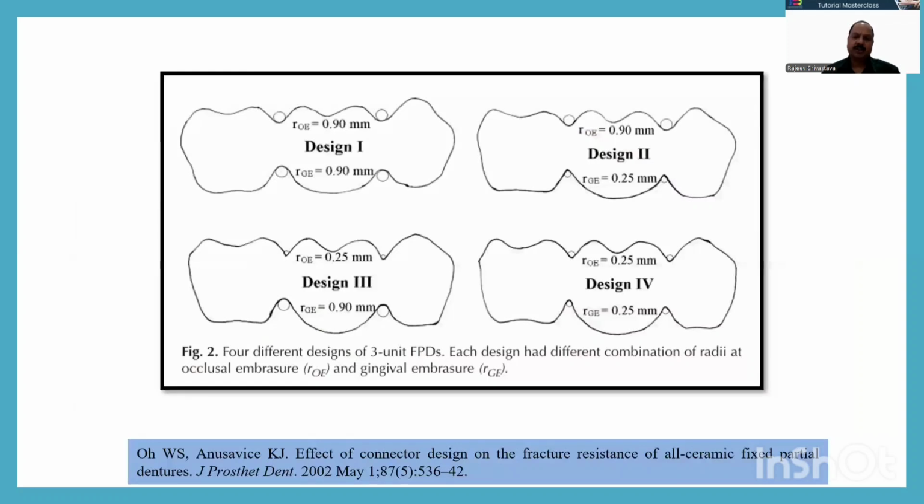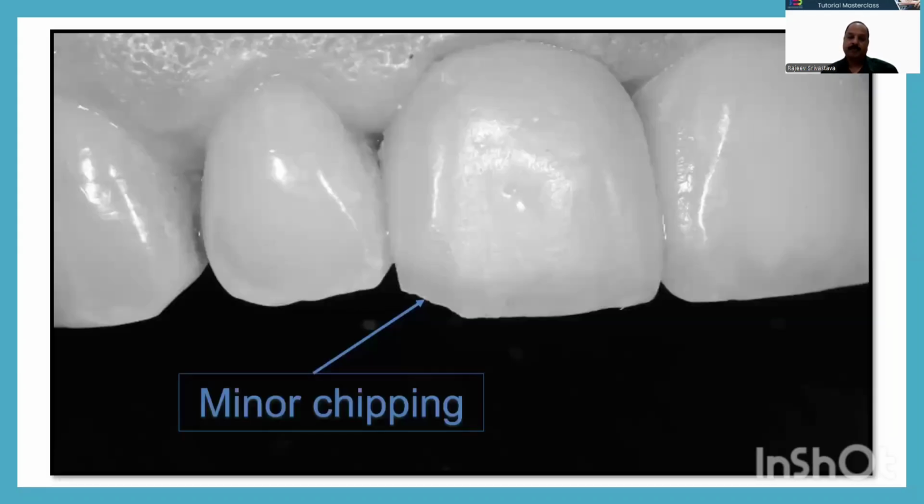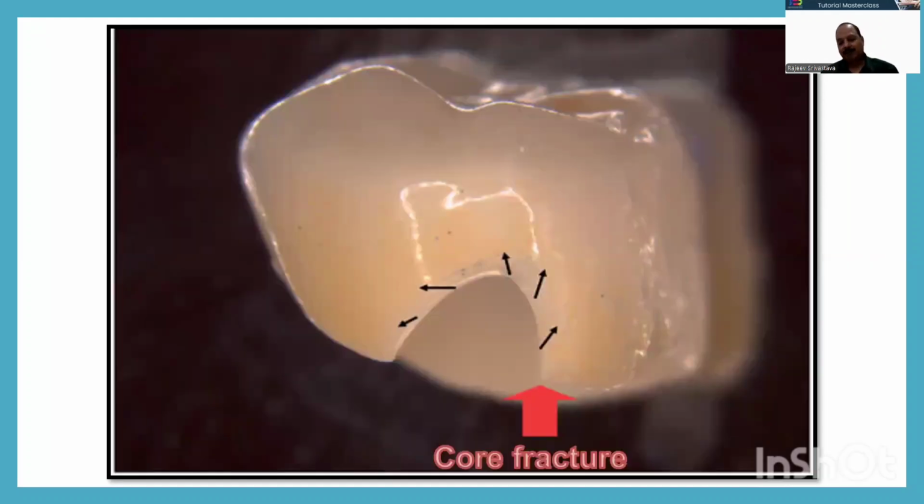So this is again the different types of design in a 3 unit. In cases where there is an occlusal embrasure, you can see design 1 to design 4. What is important here is that the thickness of the connector should be maintained in all the designs. If you are giving a deep embrasure, try to compensate from the opposite direction. Minor chipping can be corrected by recontouring it, as it is very difficult to build it up again. So if it is very minor, you can correct it, or if it is major, then you have to repeat your zirconia bridge.